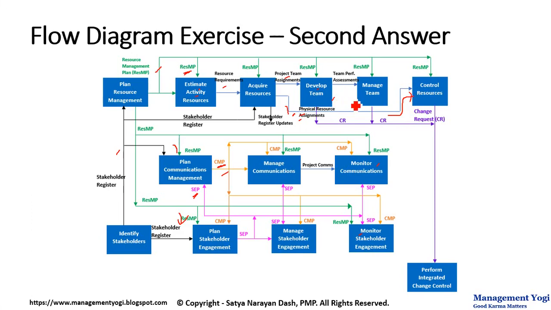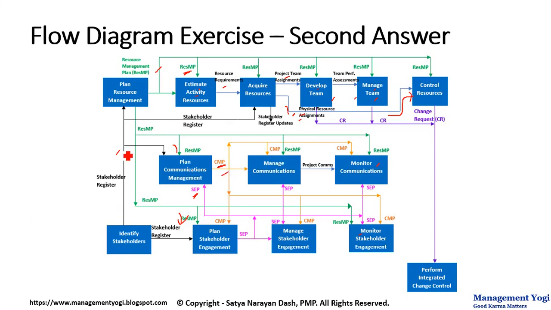So these two processes, develop team and manage team, are with respect to the project team members, whereas the control resources process is with respect to the physical resources. And the team performance assessment in turn will be feeding into the manage team process, where the performance appraisal of the team members will happen.